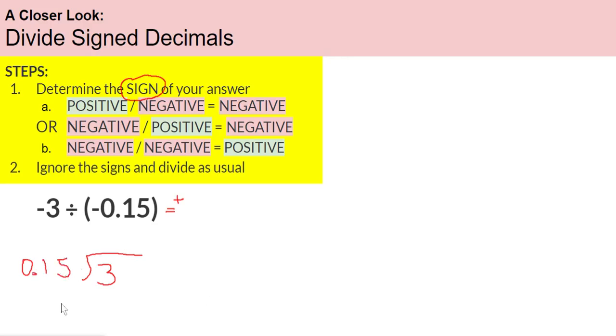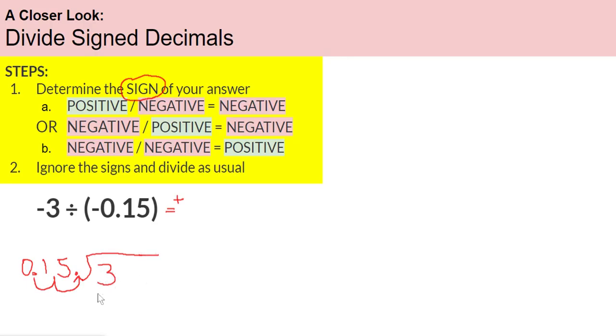Okay, I hope there's an alarm bell going off in your head. We do not want a decimal on the outside as a divisor. We need to change this. So what we're going to do is move the decimal point 2 places to the right. But if we move this one 2 places, we better move the one with the 3 2 places.